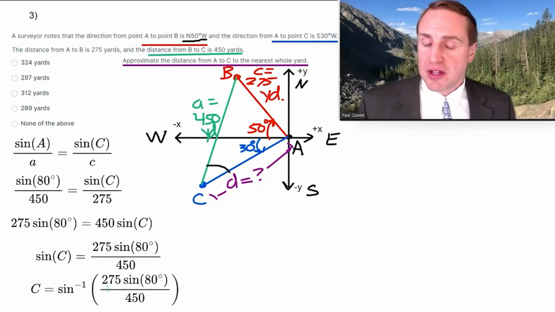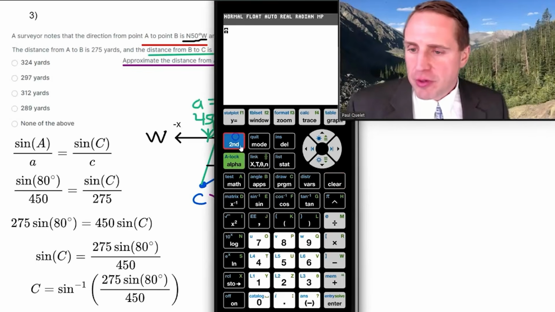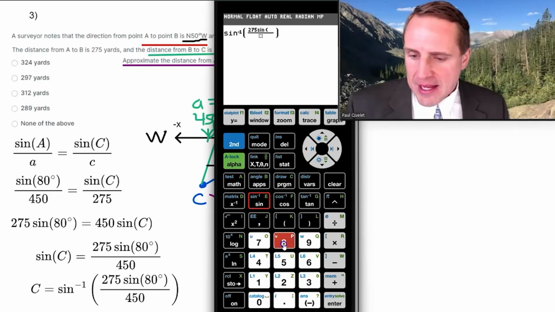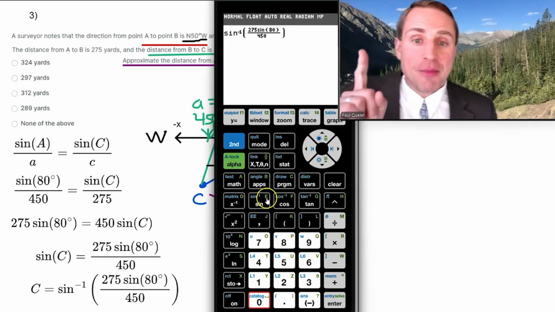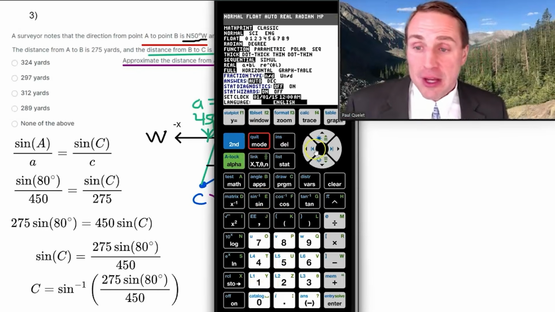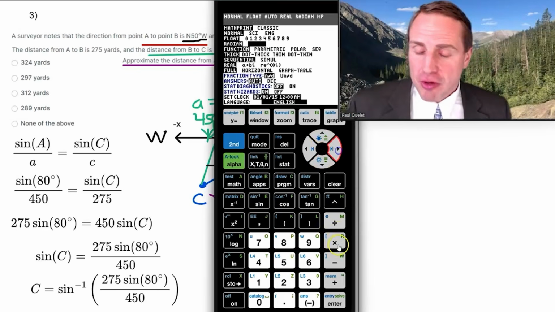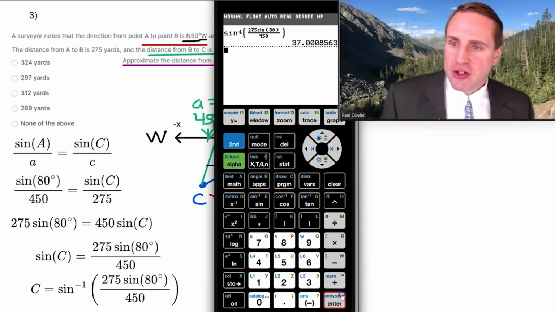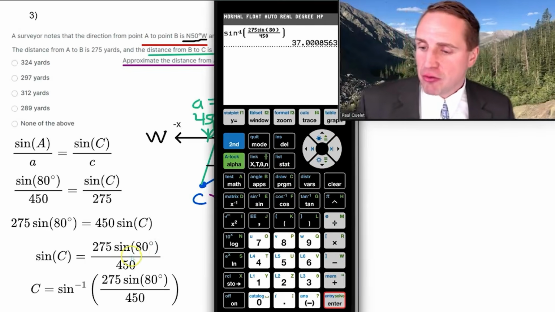So we need to use the scientific calculator here for sure. Okay, so let us do inverse sine of, and I'm going to use this fraction bar, and I'm going to make sure it's closed off from the beginning. And I'm going to go up here to the numerator. I'm going to type in 275 sine of 80 over 450. Now, by the way, one more thing. I have to make sure my calculator is in degree mode. It was not. So let's go to degree mode, and then we're going to hit enter. So we're going to get about 37 degrees.